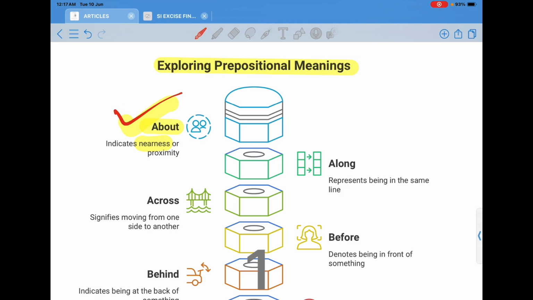Next, along. Along represents being in the same line. Suppose I am running at the same pace, another person is also running with me, so he is running along with me. She led them along the corridor.